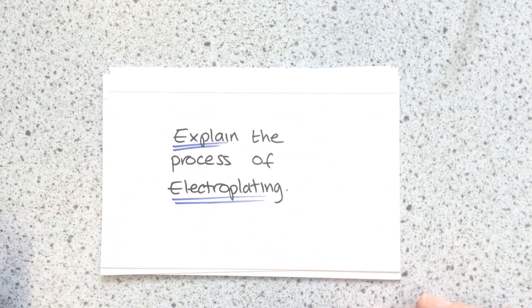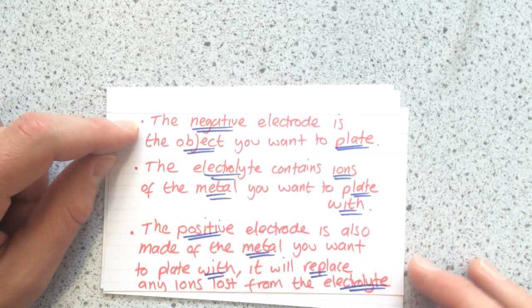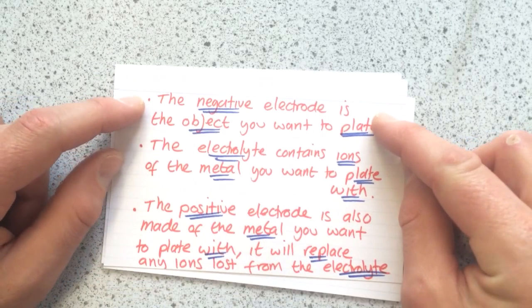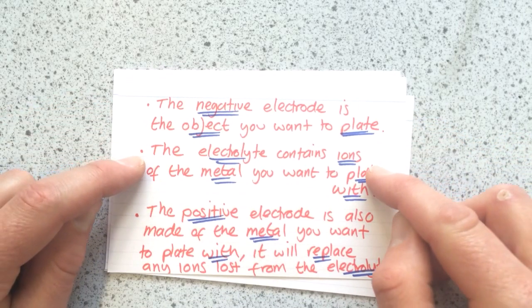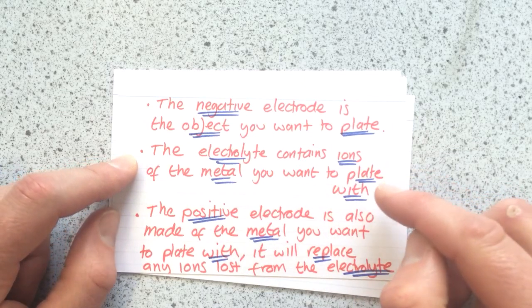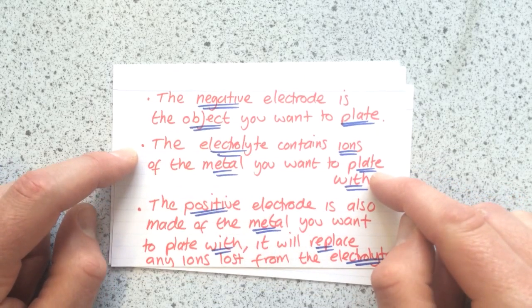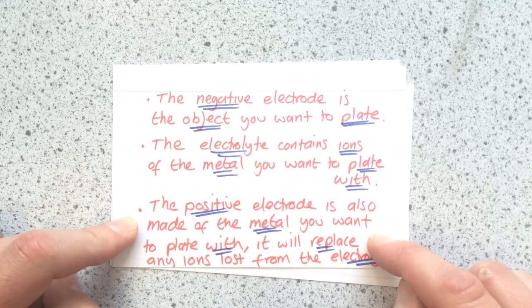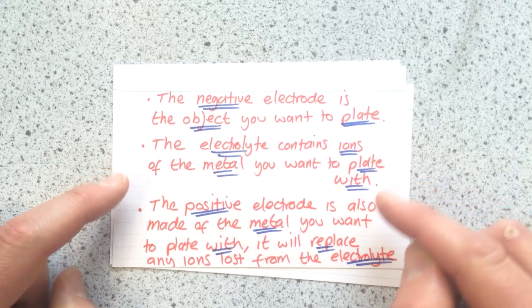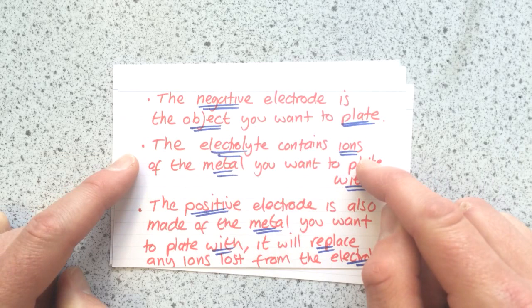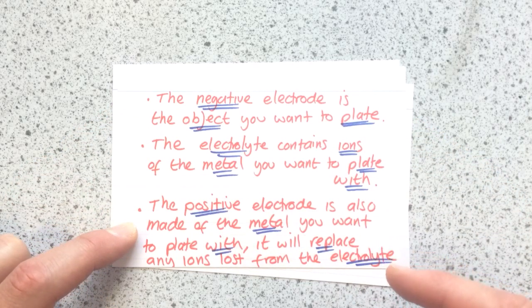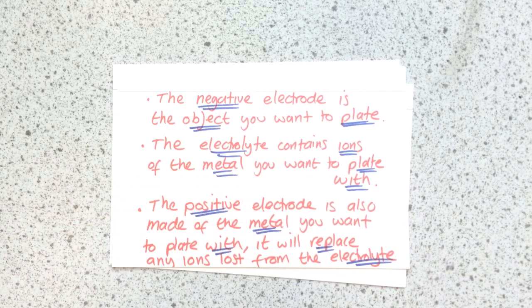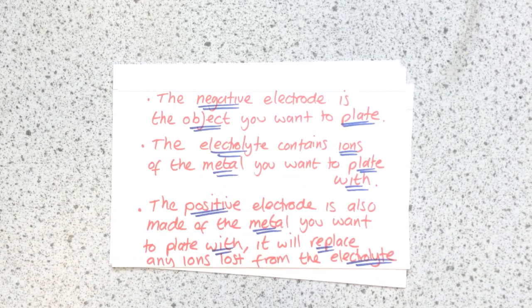Next one then. Explain the process of electroplating. Your negative electrode is the object that you want to plate, so that's connected up at the negative end of the circuit. The electrolyte is going to contain ions of the metal that you want to plate your object with. And the positive electrode is made of the same metal that you've got in your electrolyte, so as the ions are deposited onto your object, the positive electrode adds more of your ions into solution, so you've always got a constant supply of ions in your solution.